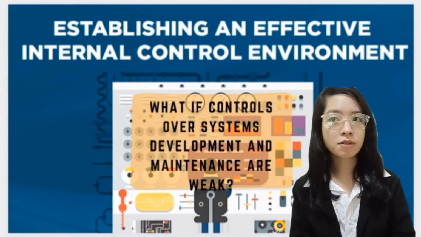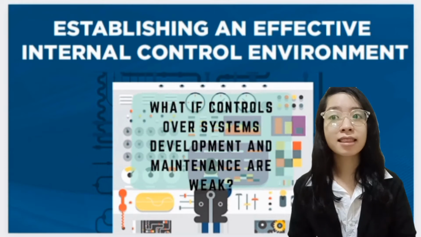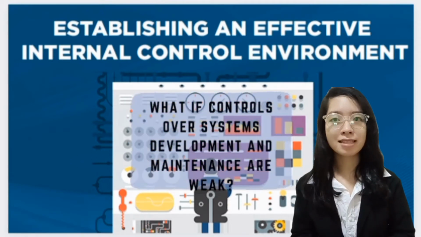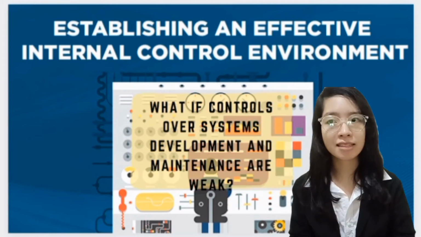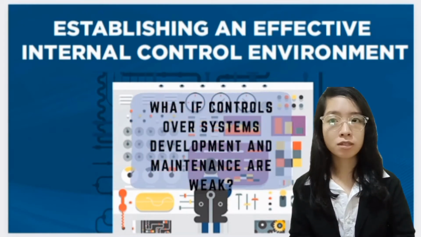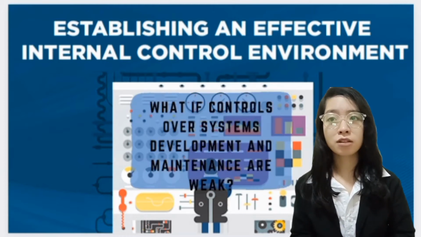If controls over system development and maintenance are weak, the auditor may decide that testing data editing controls will be more efficient than performing extensive substantive tests of details. In this case, ITF or the test data approach can enable the auditor to perform explicit tests of the validation logic.